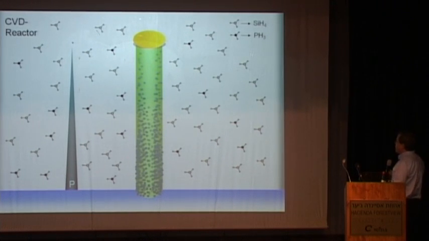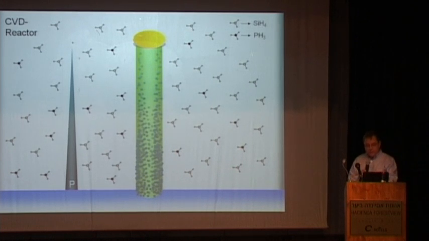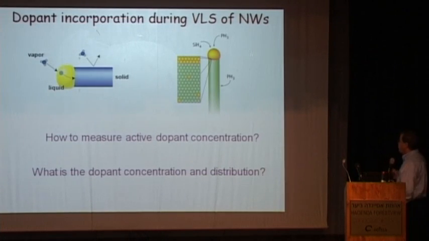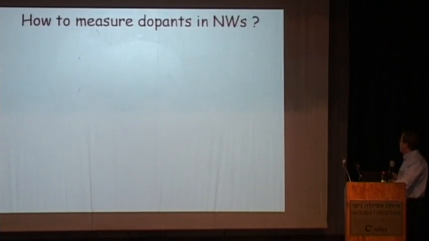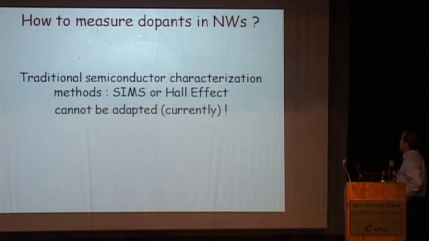Phosphorus is the dopant. So there is a huge gradient mainly across the radius of the wire and also along the nanowire. And what I'm going to discuss in this talk is two issues. First, how to measure the dopant concentration and how to measure their distribution. This is a real problem if you want to make devices out of these nanowires. So the first issue is how to measure dopants in nanowires.